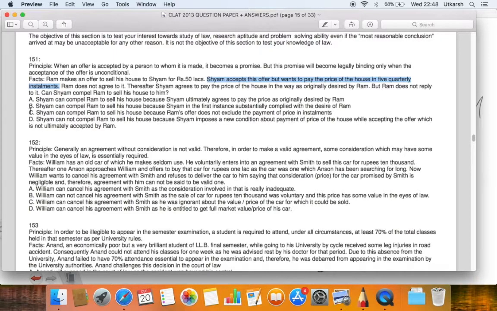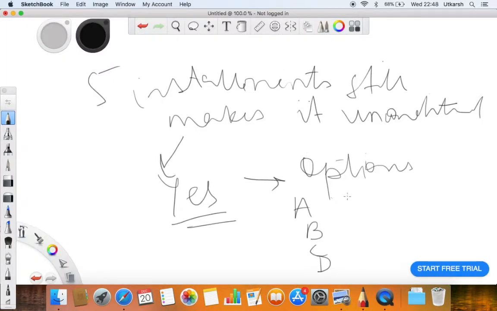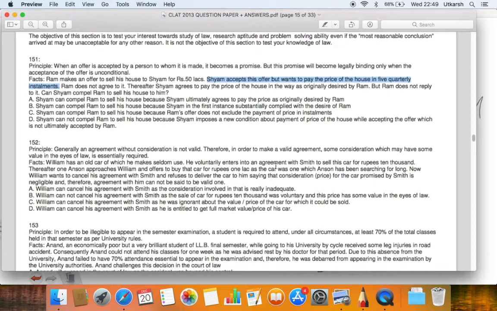So let's go to, so wait, option A, it's very unlikely. I don't want to cancel it because some of the bad NLUs frame papers these ways, and then you need to use your prior knowledge and get the answer. But let's just label it unlikely. Then there's option B. Sham can compel Ram to sell his house because Sham in the first instance substantially complied with the desire of Ram.